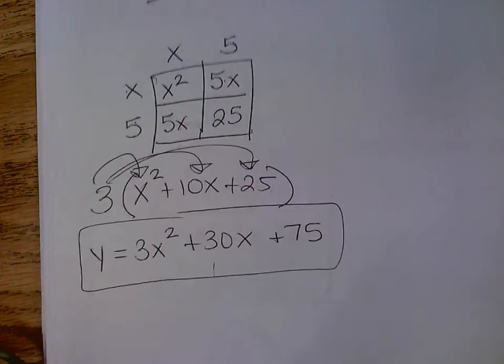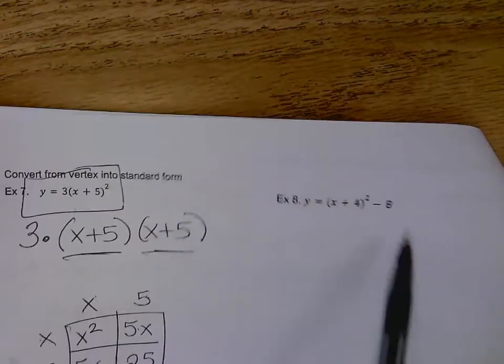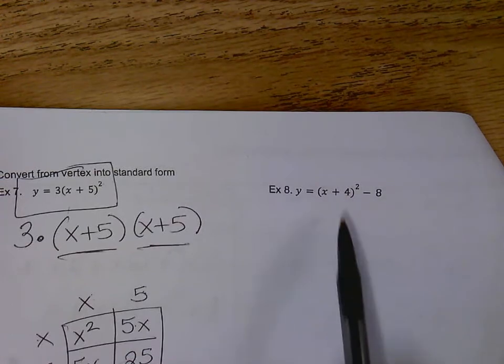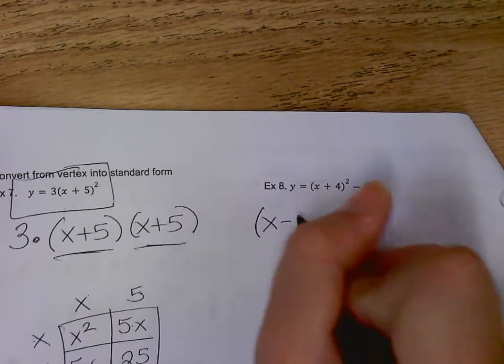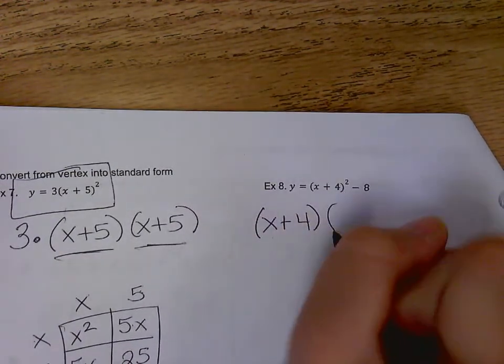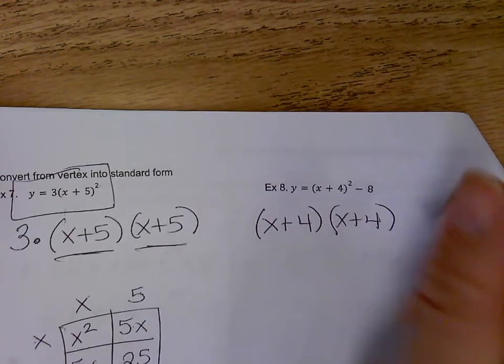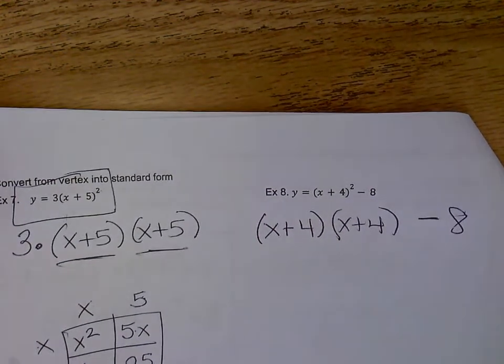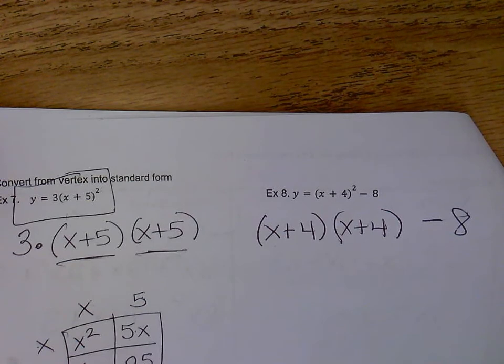So try the second example, example 8. This one is a little bit different because first you are going to multiply x plus 4, x plus 4, and at the very end you're just going to subtract 8. You don't have to distribute something. Yep, the answer to each of these is an equation.